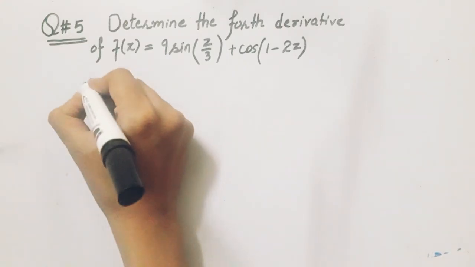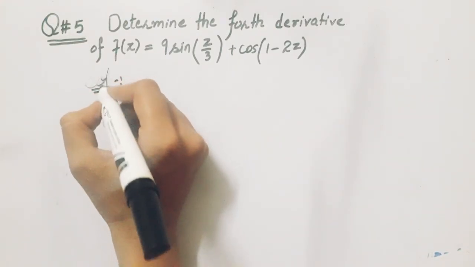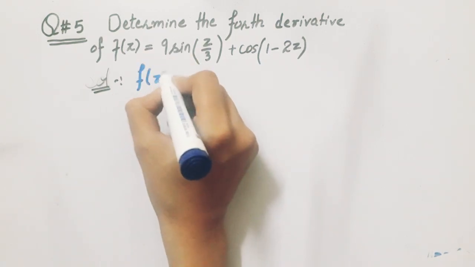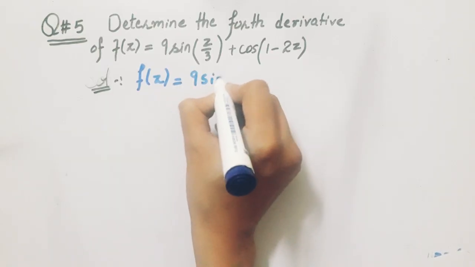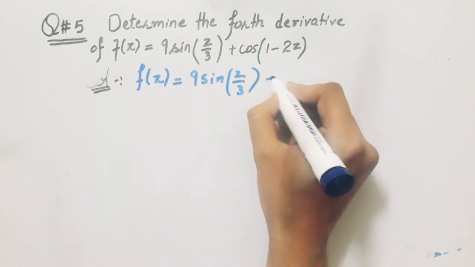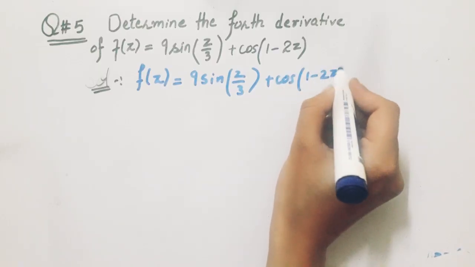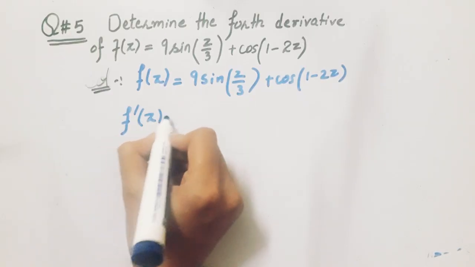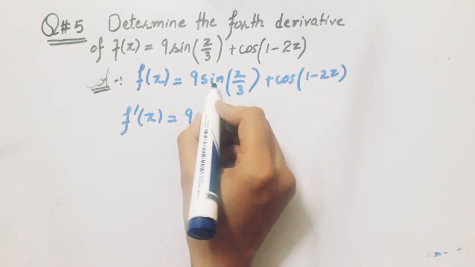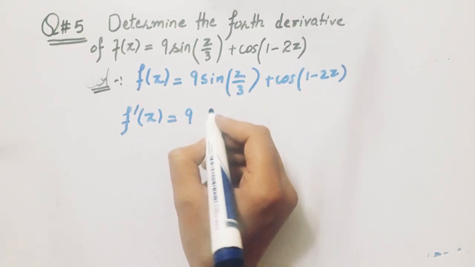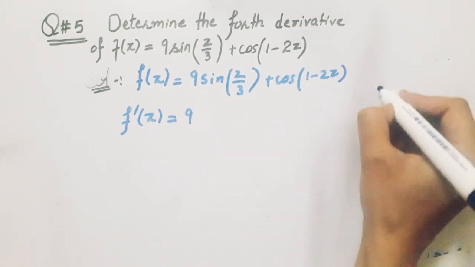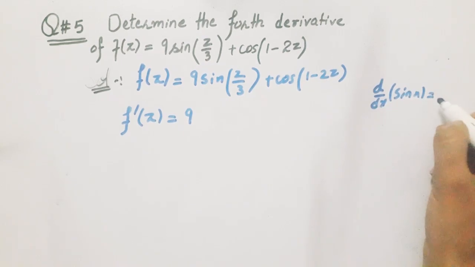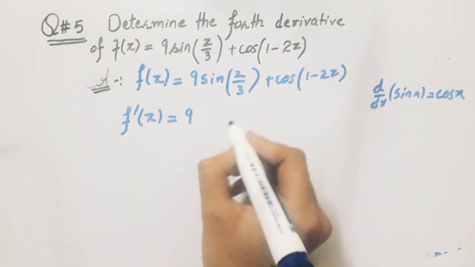So we will start the solution of this question. First of all, write down the function, that is f of z is equal to 9 sin z by 3 plus cos of (1 minus 2z). So differentiate this with respect to z. So f dash of z is equal to 9, which is constant. Sin differentiation is equal to cos. So you know that dy by dx of sin x is equal to cos x. So you will use this here.